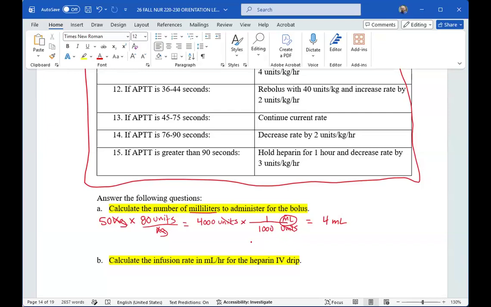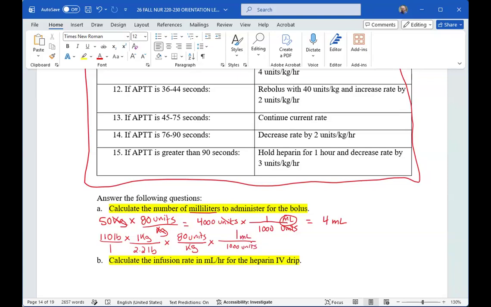In the future, if you get something that's not exactly 50 kilograms, let's say it was a 113-pound patient, the way you would want to set that up is I would recommend that you set it up like a full dimensional analysis. You're going to hate this, but just so you can see what it looks like as we're progressing through, we're always going to multiply by 80 units per kilogram. And then for the bolus dose, we're always going to be dividing by 1,000.